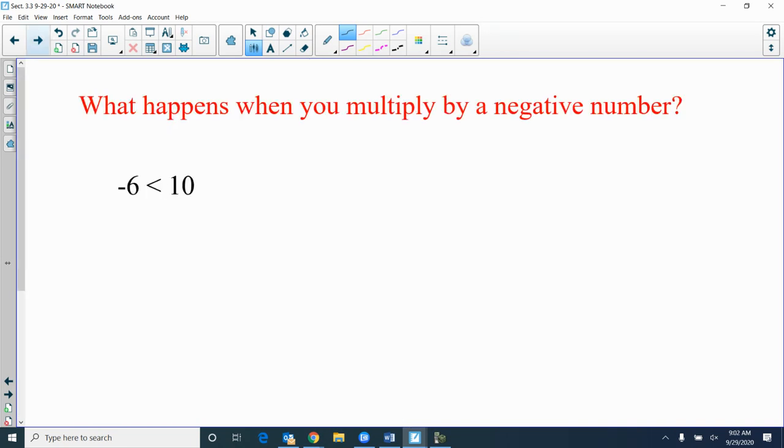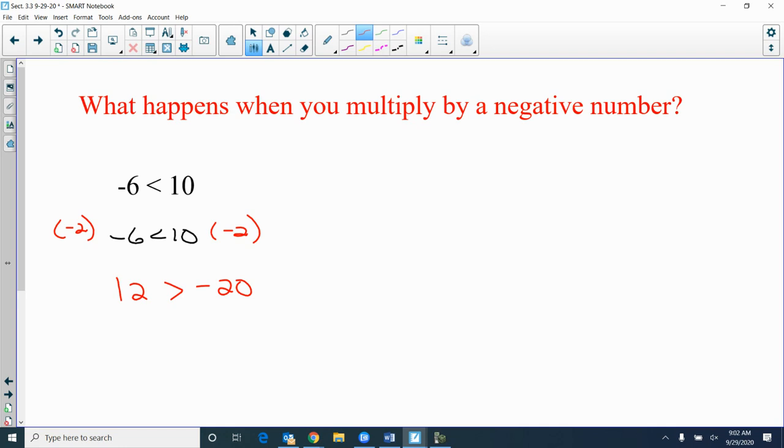What happens when you multiply by a negative number? Do you agree -6 is less than 10? You agree? Yeah. All right, I'm gonna multiply both sides by -2. I got -6 is less than 10, and just pay attention. I multiply by -2. What is -2 times -6? It is 12. What is 10 times -2? Okay, which one's bigger? 12 is obviously bigger than -20.